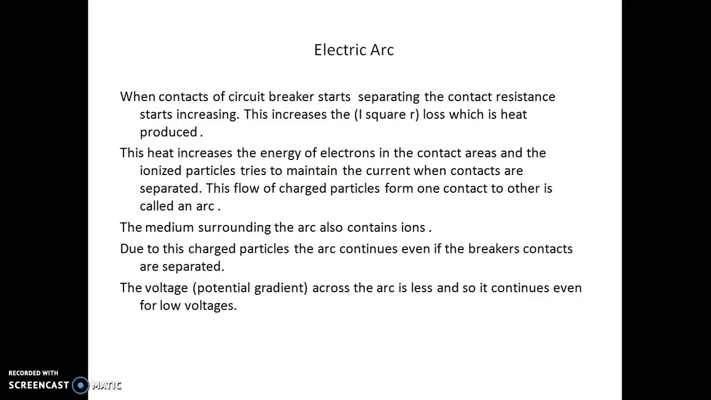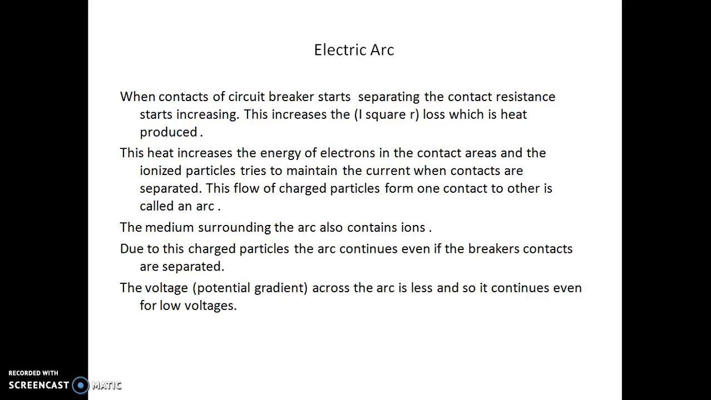Whenever the contacts of the breaker start separating, the contact resistance starts increasing. Why does the contact resistance increase during the operation of the circuit breaker? The reason is that you are creating a gap between the two contacts. That means these are being electrically separated, an open circuit is being created, and the resistance is increasing.